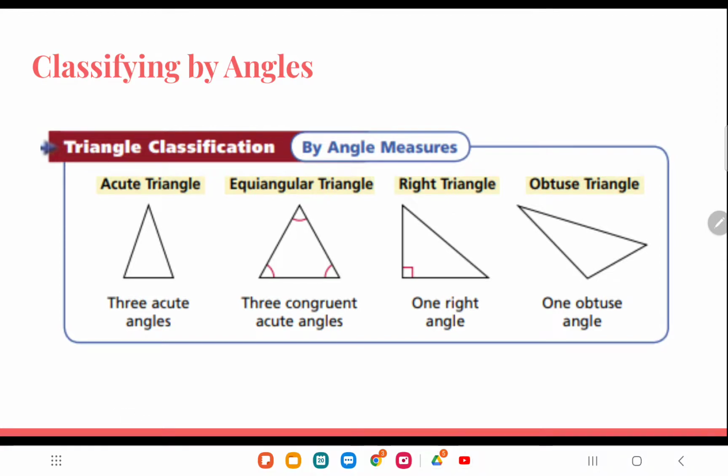We can also classify by angles. A triangle that is acute has three acute angles. A special type of acute triangle is the equiangular triangle. This triangle has three congruent acute angles. A right triangle has one right angle, and an obtuse triangle has one obtuse angle.